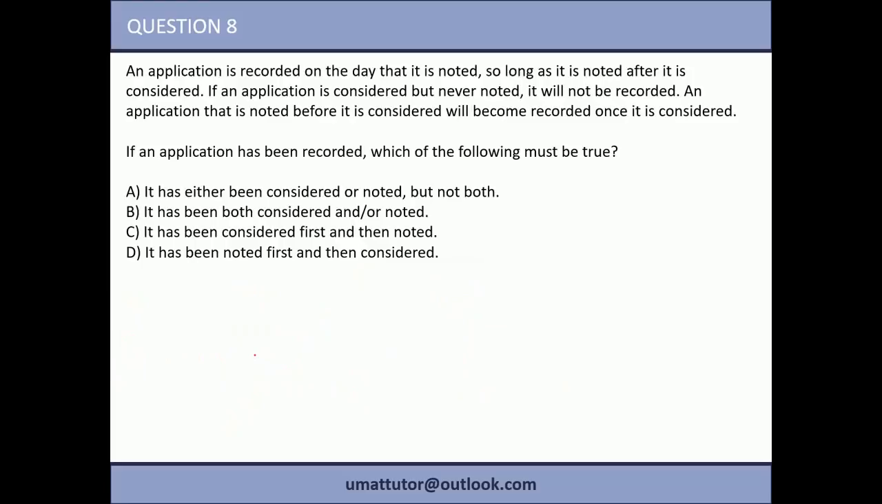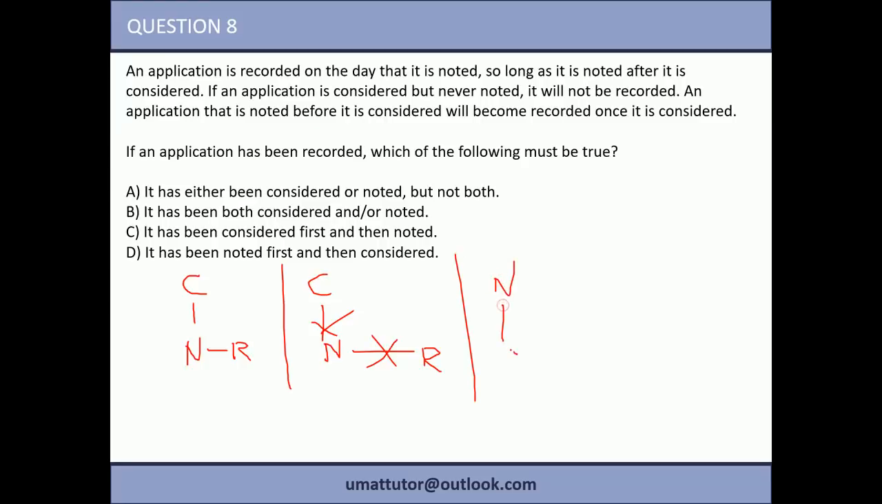Question 8, same stem, different question. So I'll just write up those three different possibilities again. It's all the same information. So we've got the first situation, which is application recorded on the day that it's noted. So noted, recorded, that's in the condition that it is after it's been initially considered. Second situation is considered but never noted. So again, we'll cross that out there, put the N there. It's never recorded, so just the same as before. Third situation, application that is noted before it is considered will become recorded once it is considered.